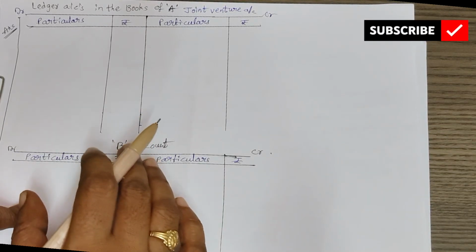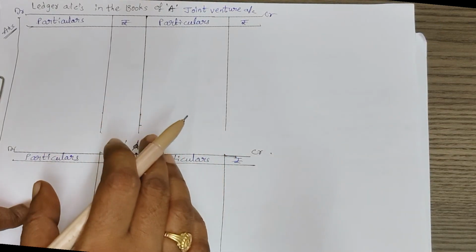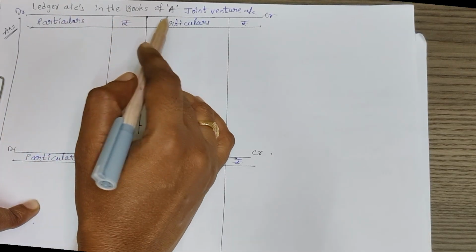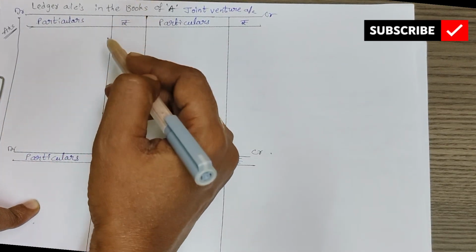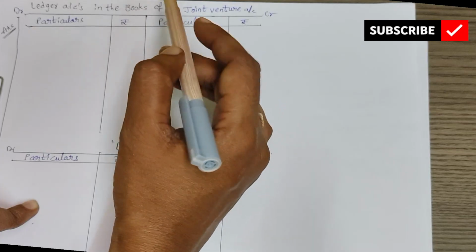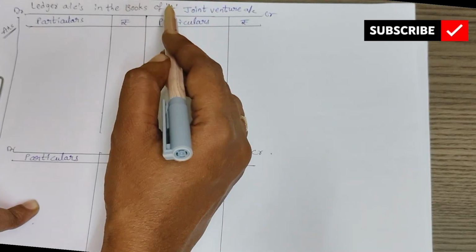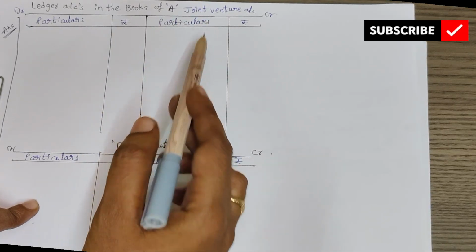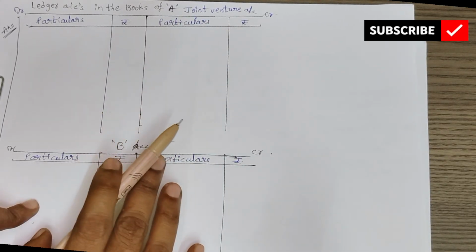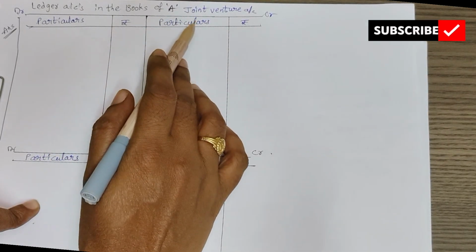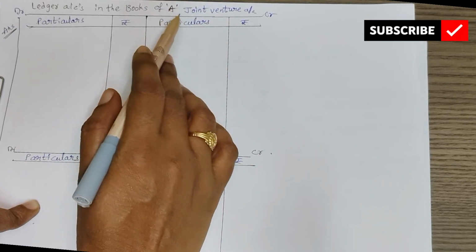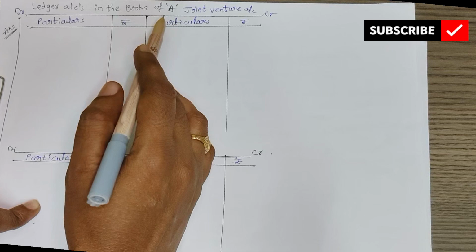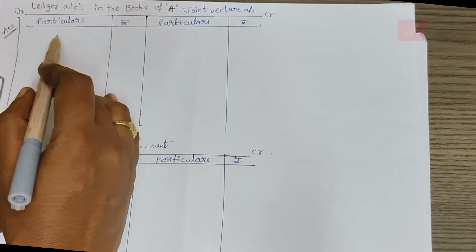When separate set of books are not maintained, how to prepare ledger accounts? See here, ledger accounts in the books of A. In the books of A we will maintain joint venture account as well as other co-venturers account. A's co-venturer is B, so A will maintain joint venture account and B account. When A is preparing joint venture account, A's related expenditure you can write directly. What expenditure he is paying, that expenditure you need to write over here.